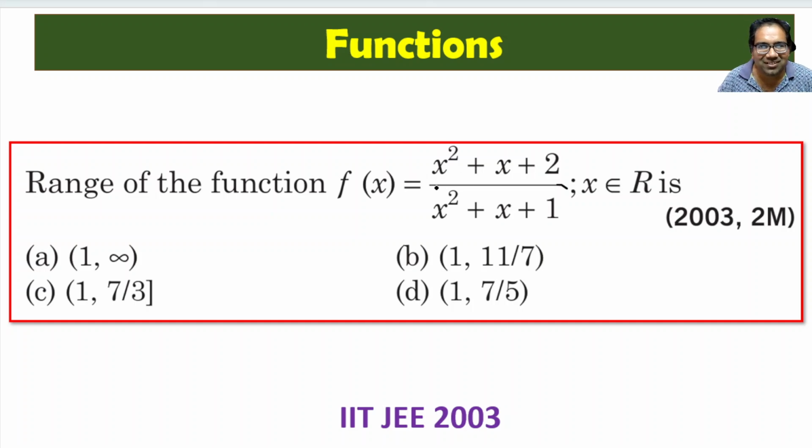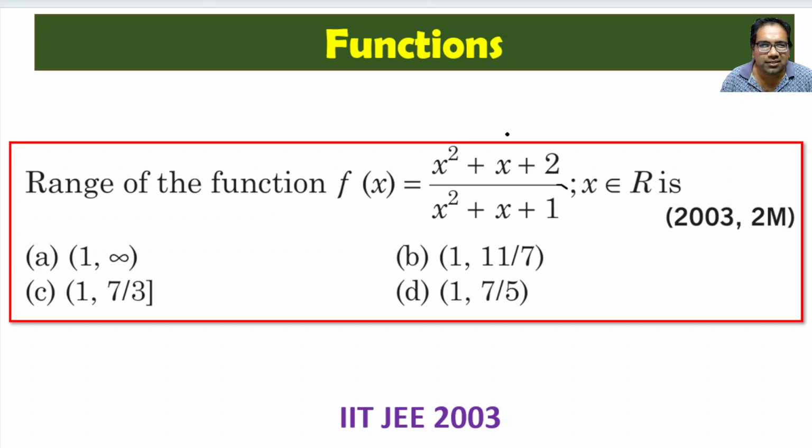Hi friends, here is a nice problem that came in IIT JEE 2003. This is actually a very simple problem. It looks difficult, but in fact it is pretty straightforward. We are given a function which is a ratio of two quadratic expressions, x square plus x plus 2 over x square plus x plus 1.